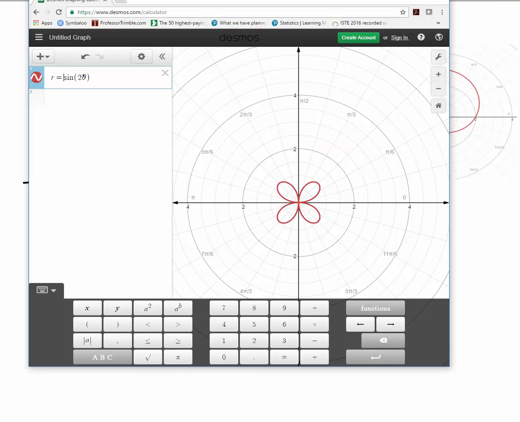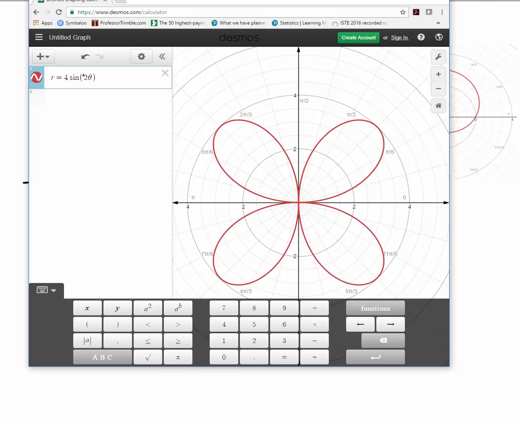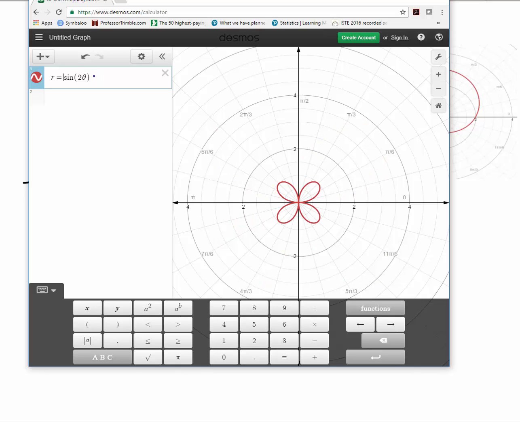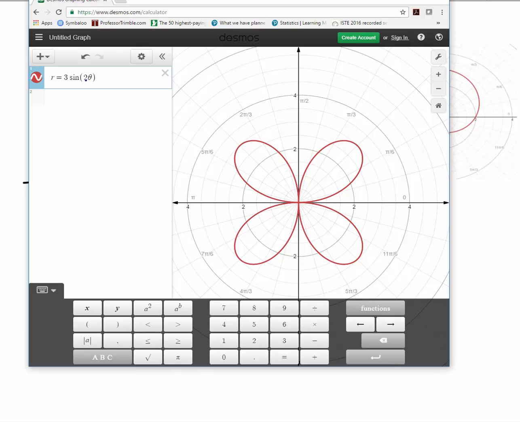Let's change that to a 4 and let's see how this changes it. And you can see then it goes out to 4 units. And what if this was a negative 4? I wonder if that would matter. And you can see the negative doesn't matter because each of these points would reflect across. So let's go ahead and leave that as a positive 3 because that's what we started with. So it's kind of neat to change some of these values.